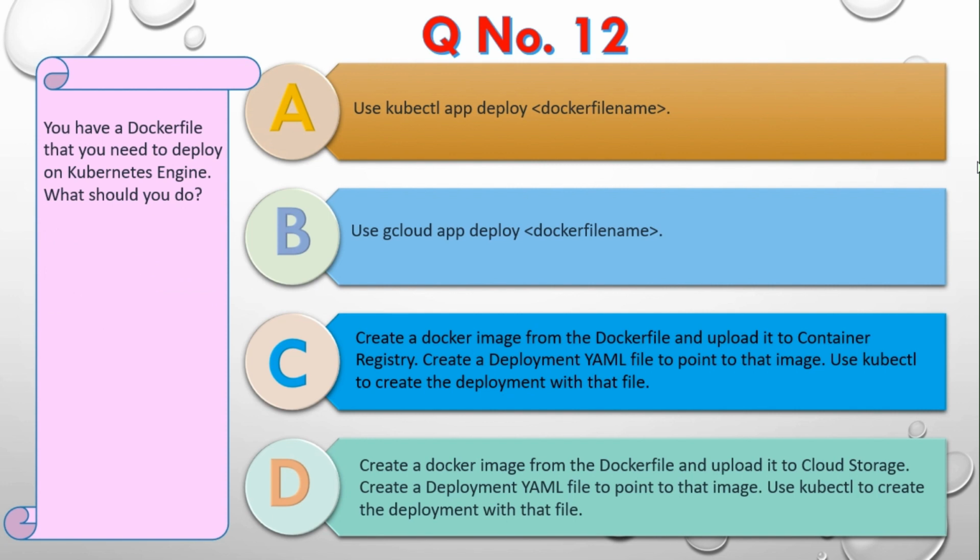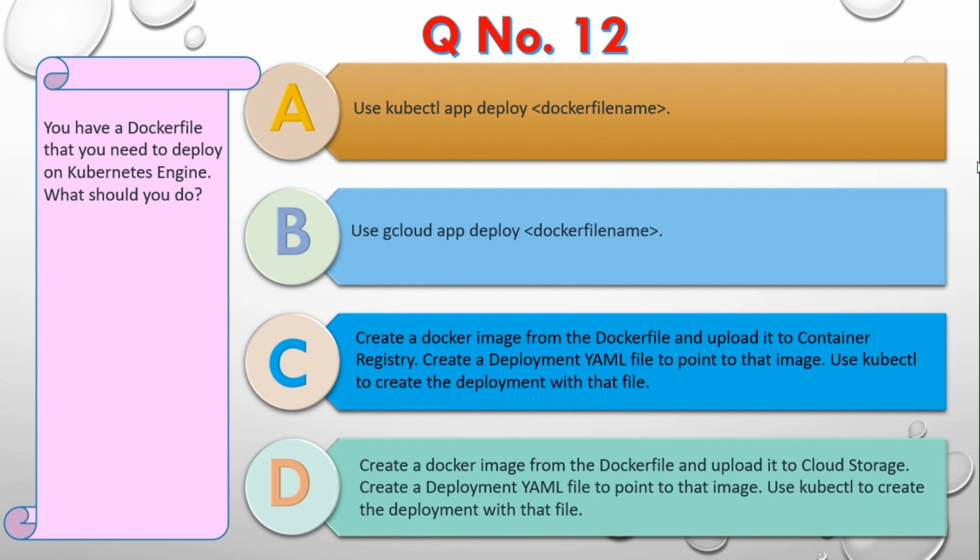You have a Dockerfile that you need to deploy on Kubernetes Engine. What should you do? A. Use kubectl app deploy with the Dockerfile name. B. Use gcloud app deploy with the Dockerfile name. C. Create a Docker image from the Dockerfile and upload it to Container Registry. Create a deployment YAML file to point to that image. Use kubectl to create the deployment with that file.